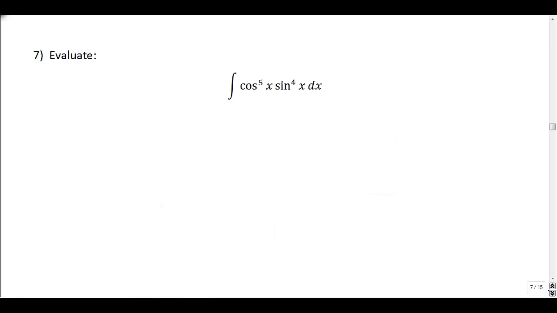Okay. Next one, we've got a trig integral. Here it's cosine to the 5th, sine to the 4th. So there are various techniques for antiderivatives for cosines and sines multiplied together to various powers.